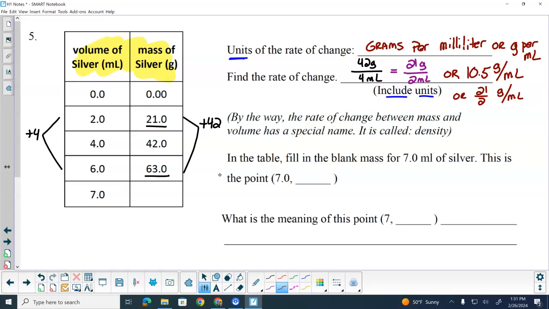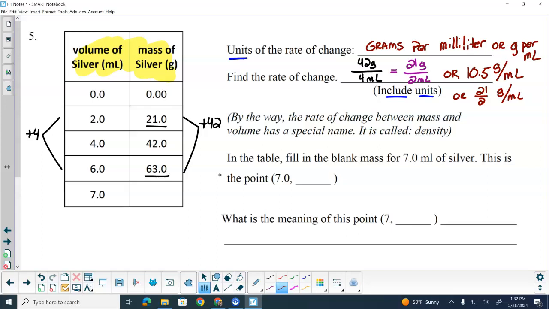So every milliliter that we add into our bowl, let's say we've got a bowl. Here, Mr. H has a bowl right there. I put in 1 milliliter of silver. Really heavy. What happens? What increases? Say it loud. Weight. The weight of that bowl increases. It's going up. We're adding to the weight that's in that bowl.